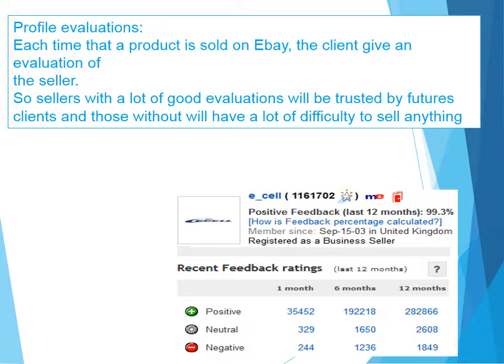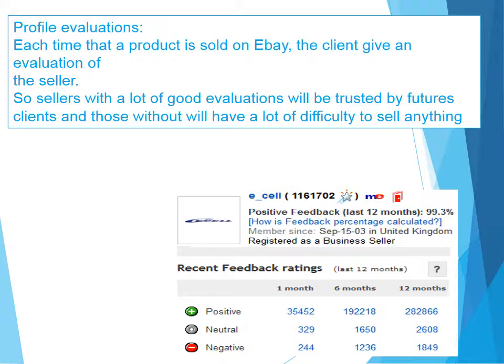Now, let's talk about evaluation. When people want to buy a product on eBay, there are two things they will check: the price, or three things: the price, the product description. If the price and the product description match what they want, they will check the profile evaluation. If the seller is a good seller, if he doesn't have a lot of people saying, hey, he's a scammer, I never received my product.